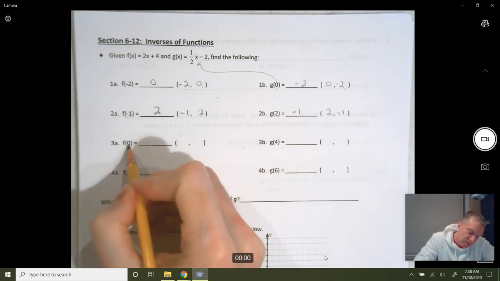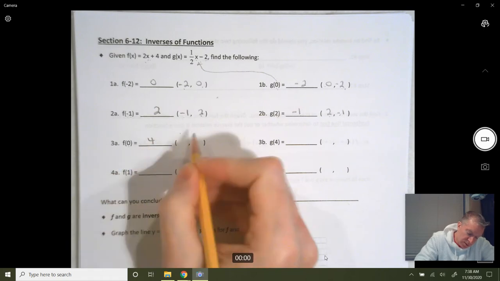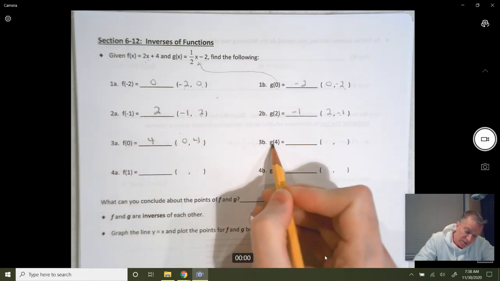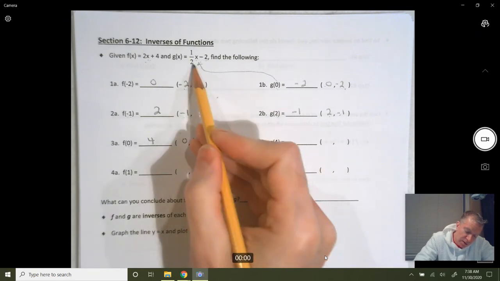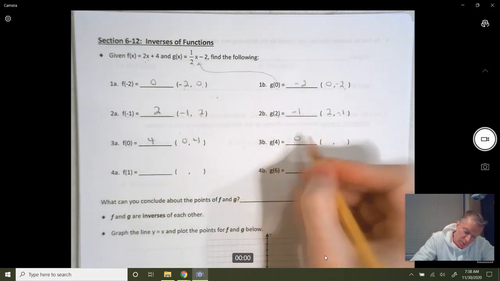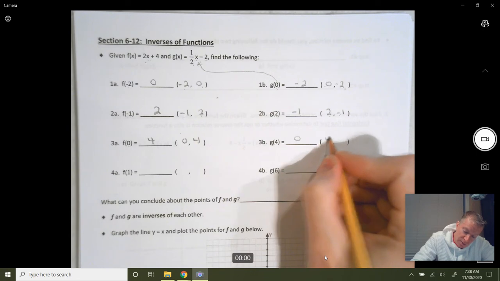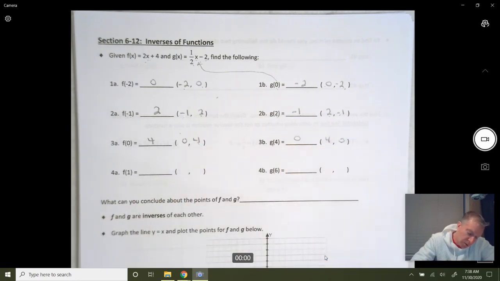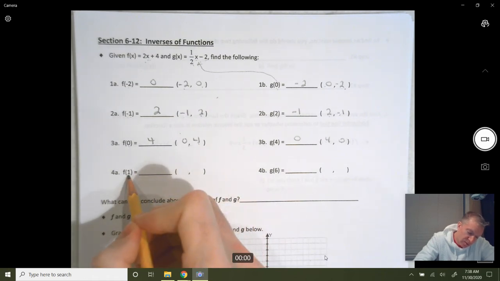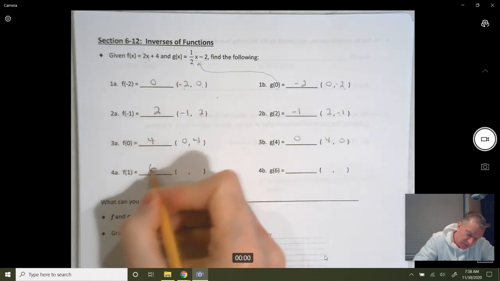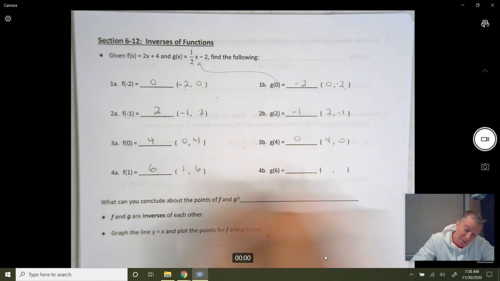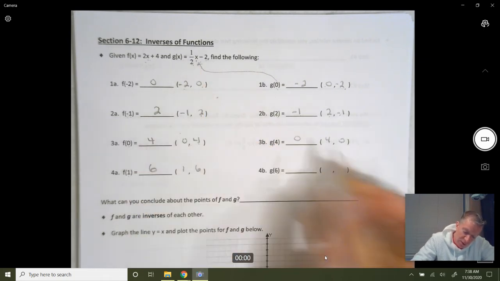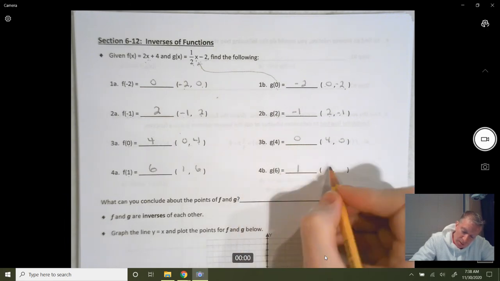Plug in 0 to the f function, we get 4. So that's the point 0, 4. Plug the 4 into the g function, and you get 0. So that's 4, comma 0. So 0, 4, and 4, 0. Plug the 1 into the f function. 2 times 1 plus 4, you get 6. 1, comma 6. Plug the 6 into the g function. 1/2 times 6 is 3 minus 2. You get 1. So that's 6, comma 1.